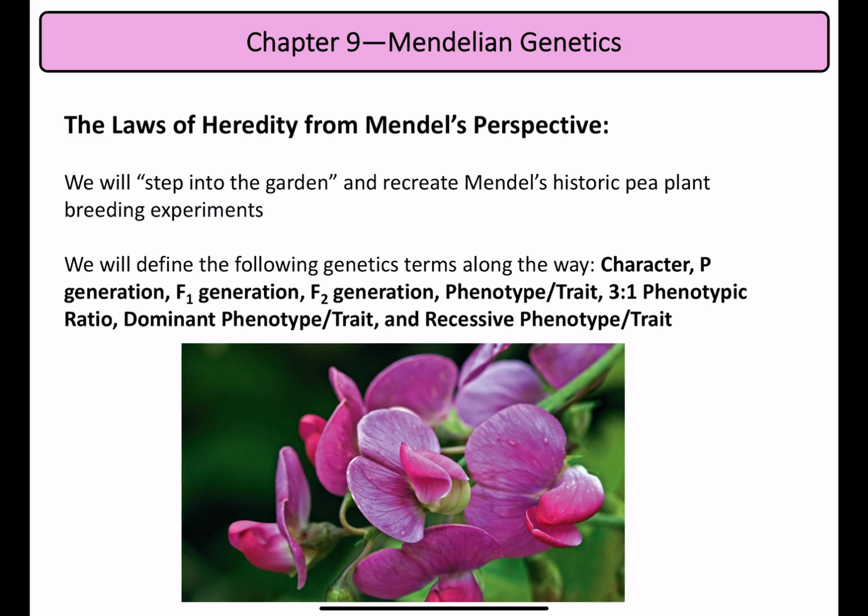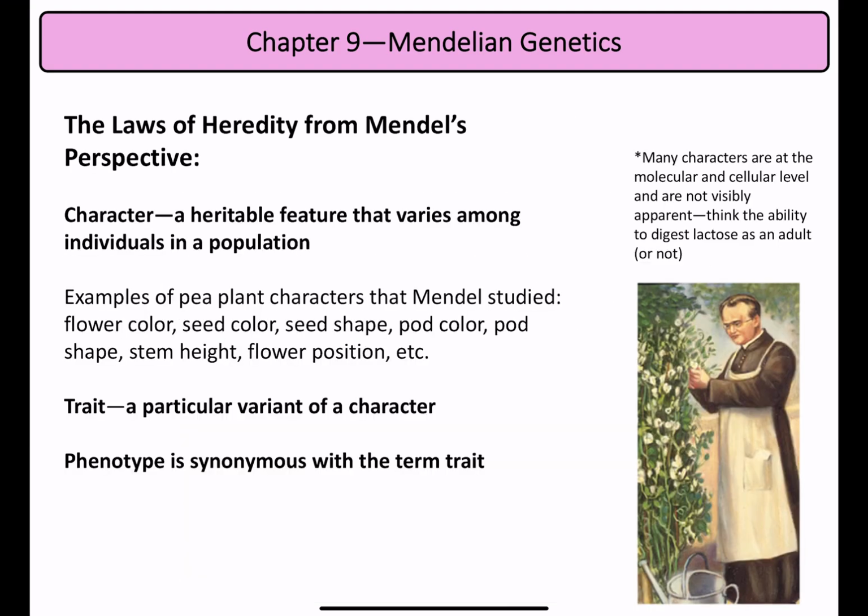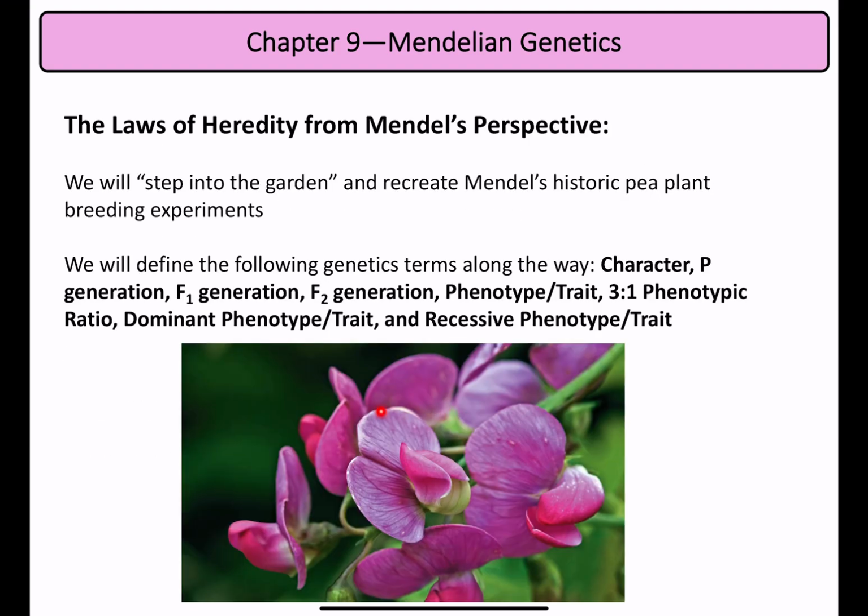In doing so, we're going to define all of these terms: character, P generation, F1 and F2 generation, a phenotype, phenotypic ratio, the dominant trait, and the recessive trait. By the way, this is just a picture of a pea plant, which was obviously the model organism studied by Mendel.